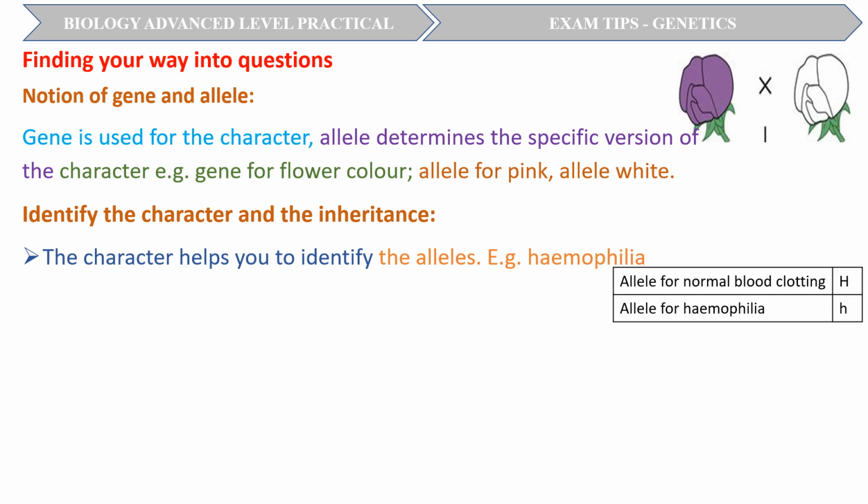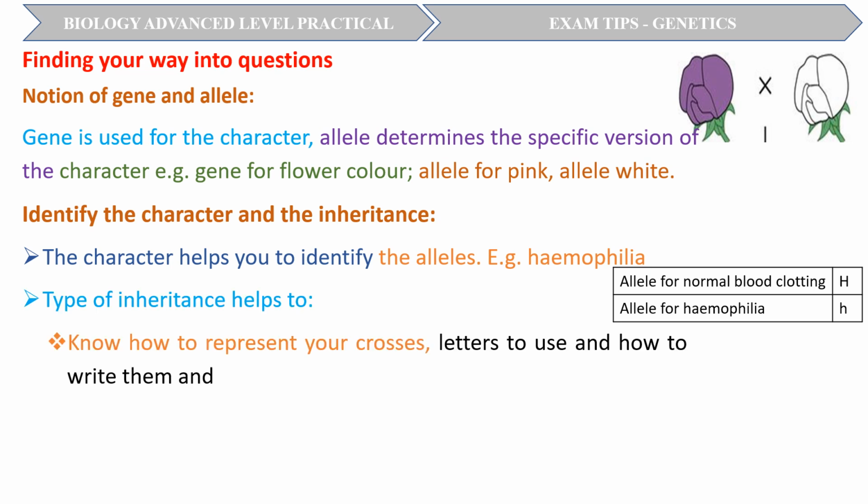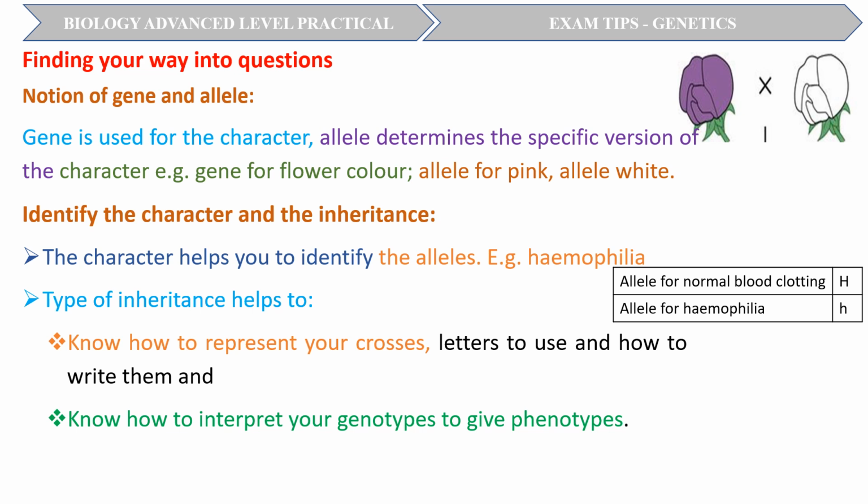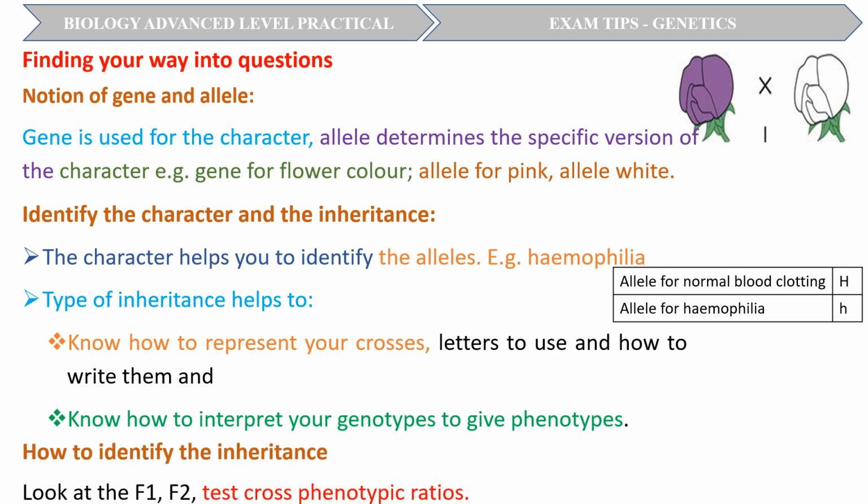On the other hand, identifying the type of inheritance helps in two ways. First, to know how to represent your crosses, that is, the letters to use and how to write them. And secondly, to know how to interpret your genotypes to give phenotypes during the cross. To identify the type of inheritance, the question can give you directly. If not, look at the F1, F2, and the test cross phenotypic ratios. We will see these ratios later.